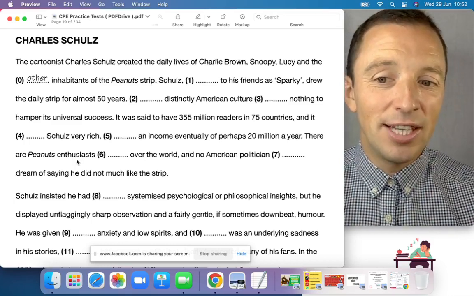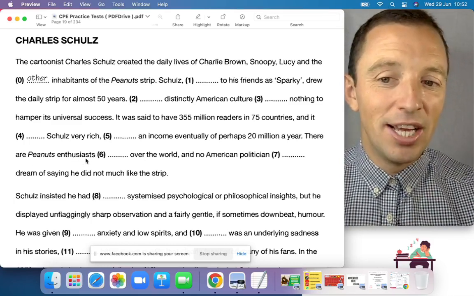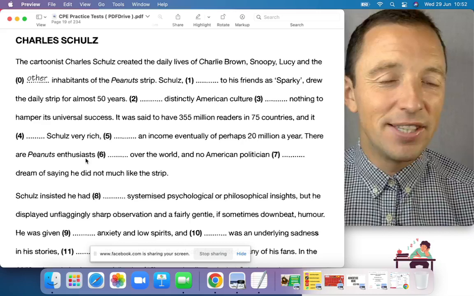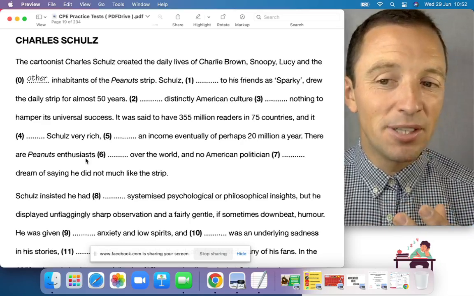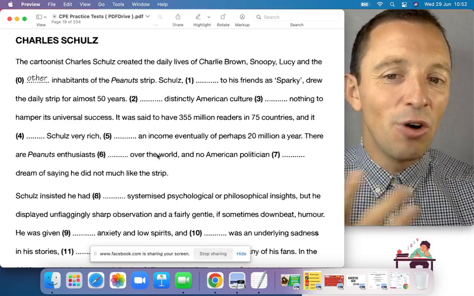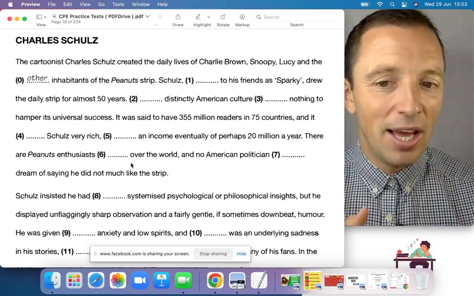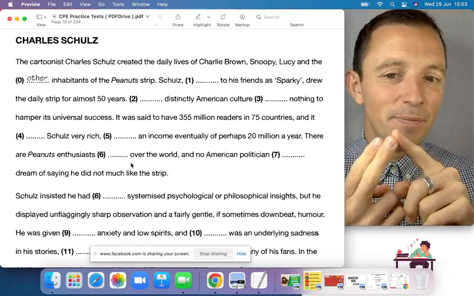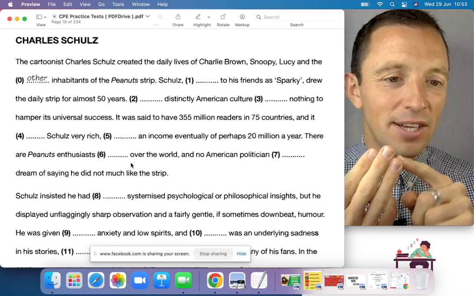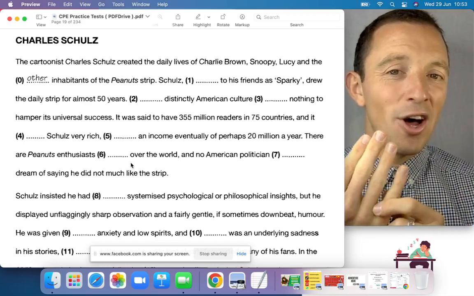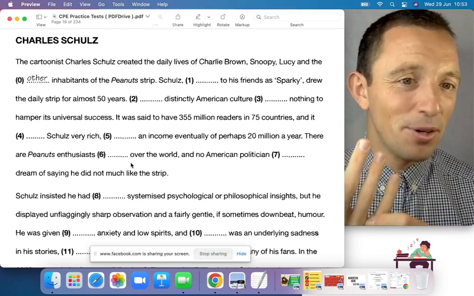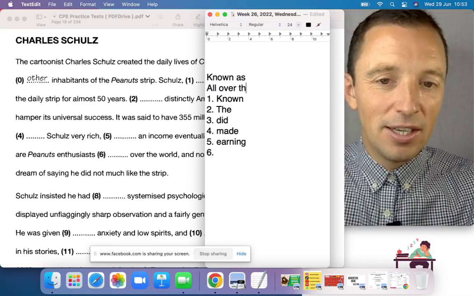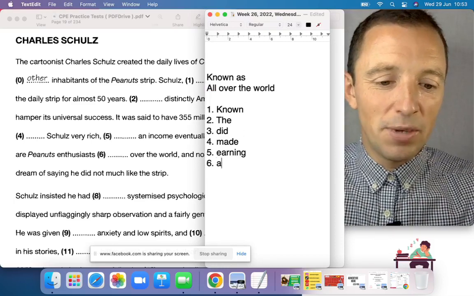There are Peanuts enthusiasts. Peanuts is the name of the cartoon. If you are an enthusiast, you are very enthusiastic about something. So in this situation, there are people who are big fans, big supporters of this cartoon all over the world. This is very simple for me as well. We can say around the world. You can say worldwide. You can say in every part of the world. But with this structure, we normally say "all over the world". That's the typical structure. So I would suggest that is the correct answer, and number six would just be "all over the world".